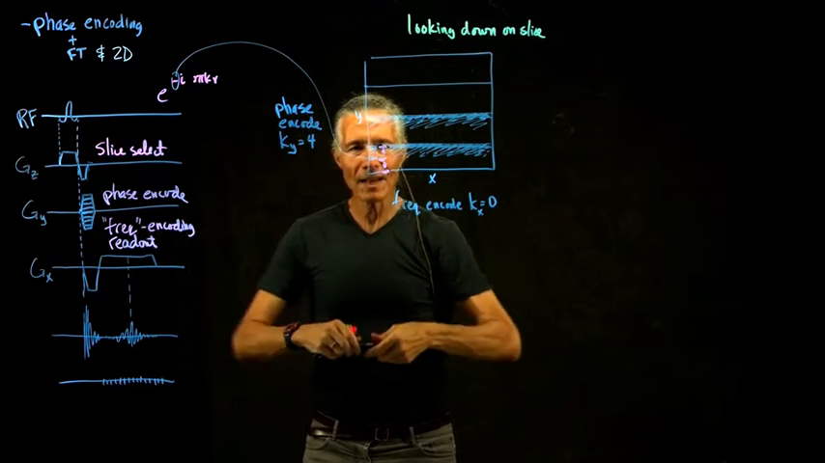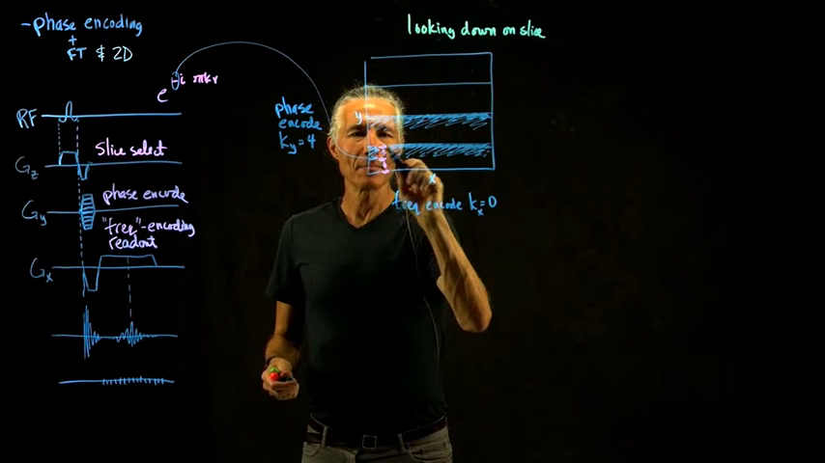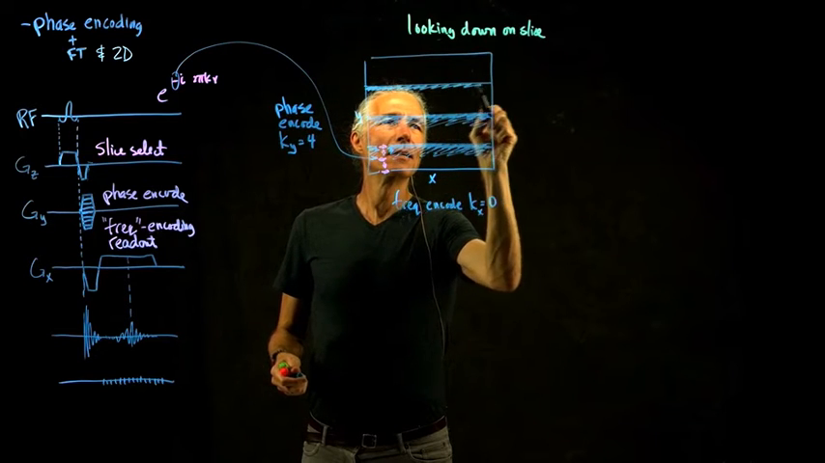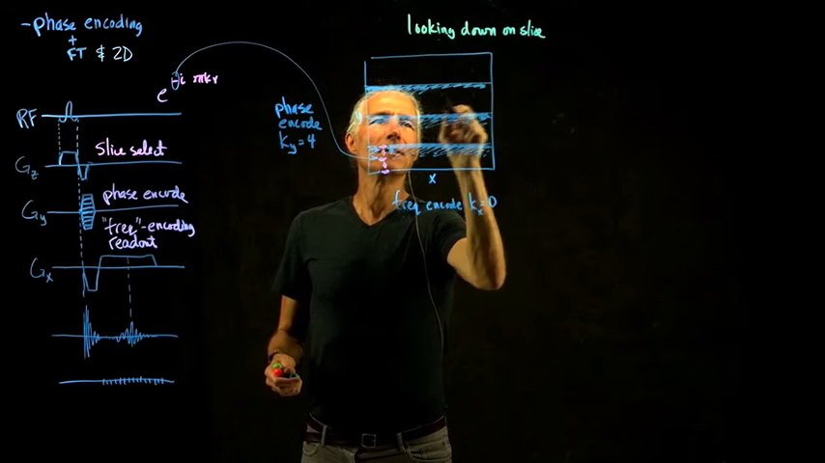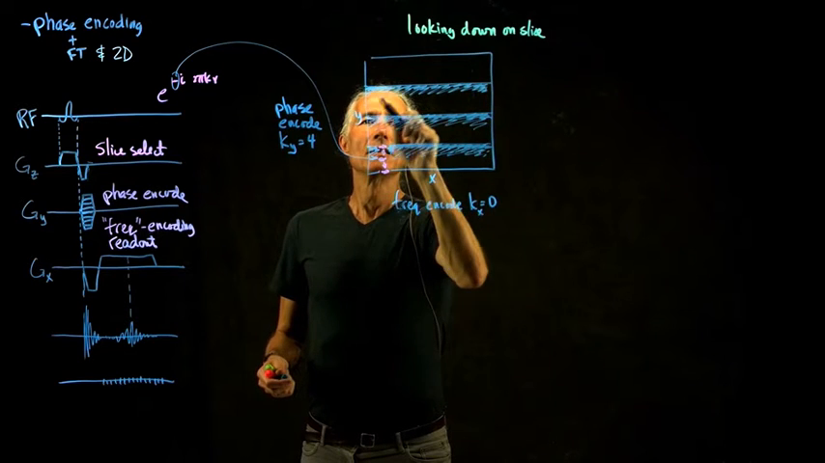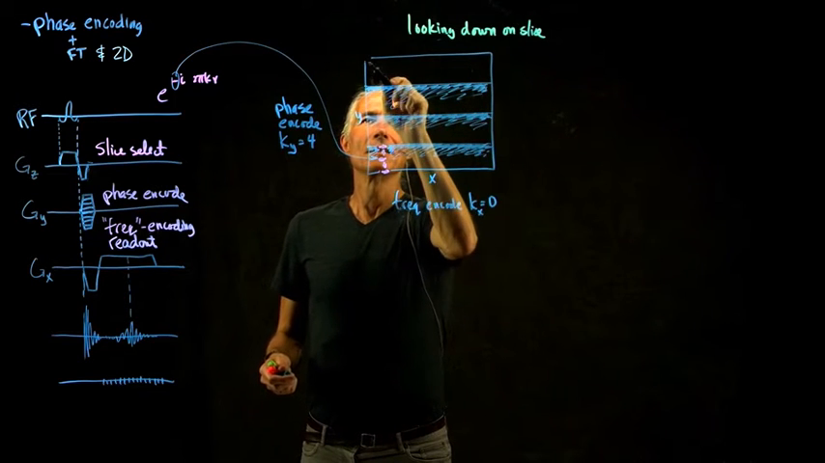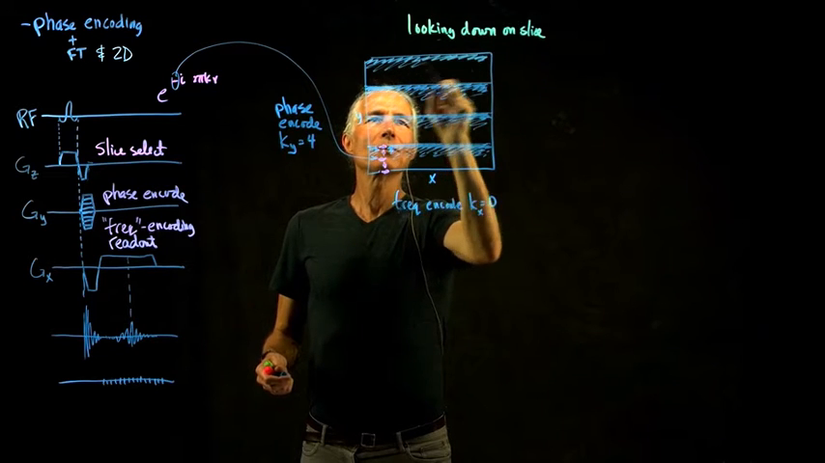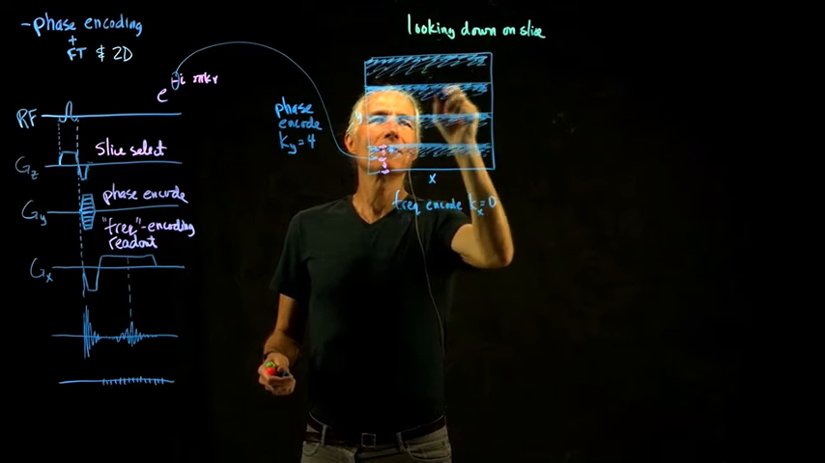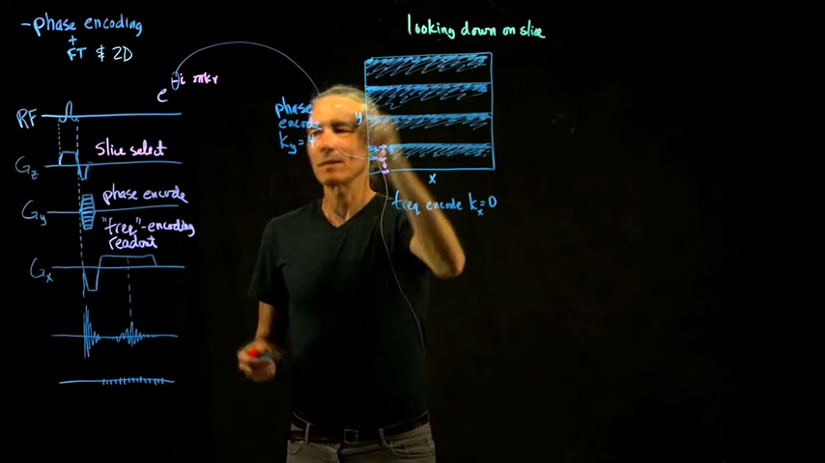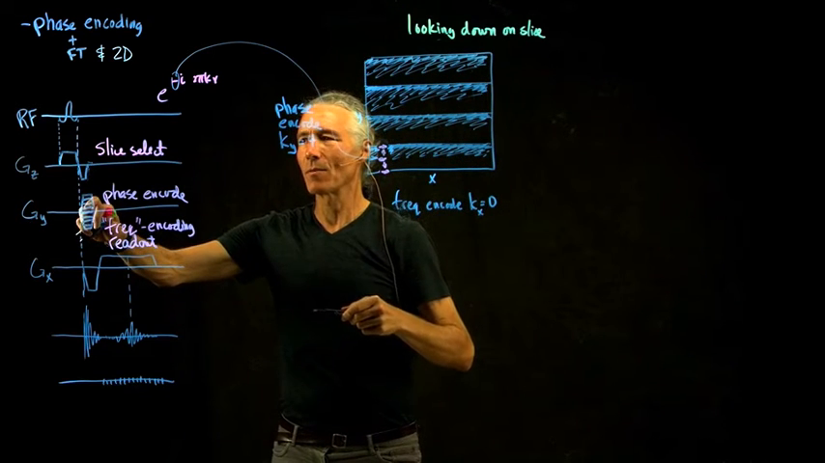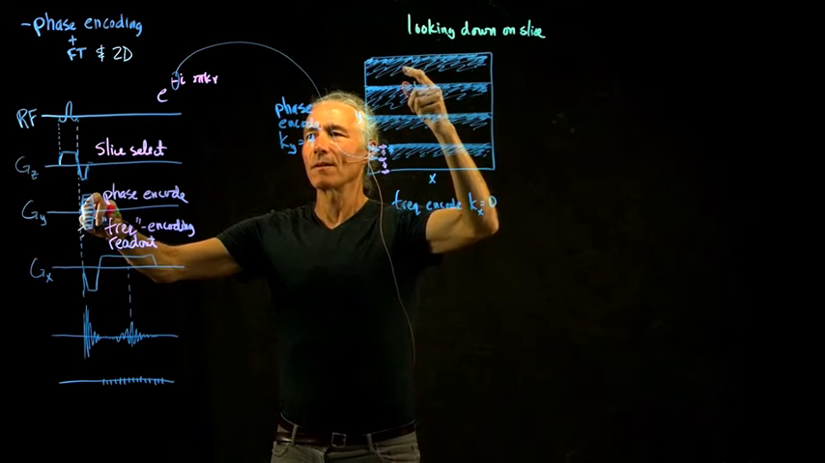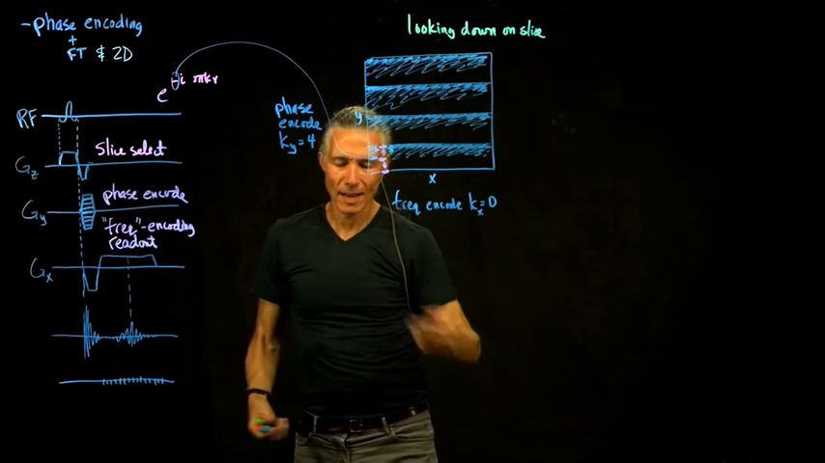I'm trying to indicate that picture with the coloring. So here we're at 0 degrees, and here we're at slightly more than 0 degrees, and so on. So we've got four stripes of spin phase across the brain, because we applied whatever gradient strength was required to get these four cycles.